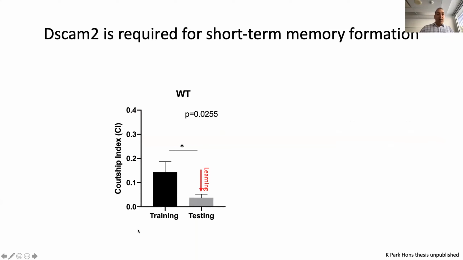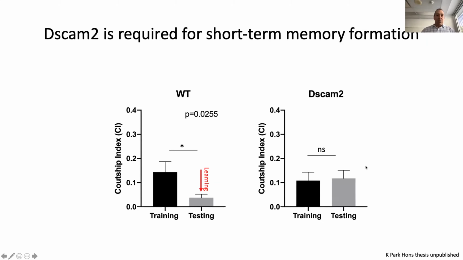When we do that in wild type flies, we see that in the testing session, there's a decrease in the time they spent courting. And this is the learning that I'm talking about. The males have learned that the females don't like him, and so they court less. When we do that with the DSCAM2 mutants, they don't seem to have a short-term memory at all. So the testing session is equal to the training session. So this was really exciting. The DSCAM2 mutants have a short-term memory defect, and we wanted to explore this further.